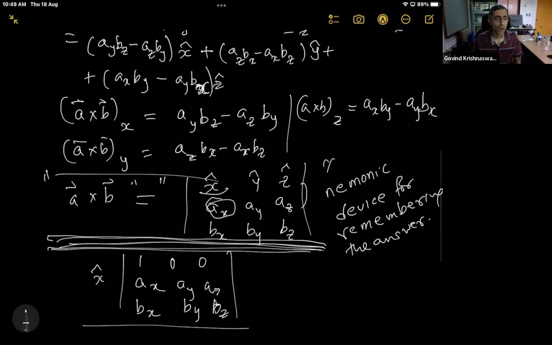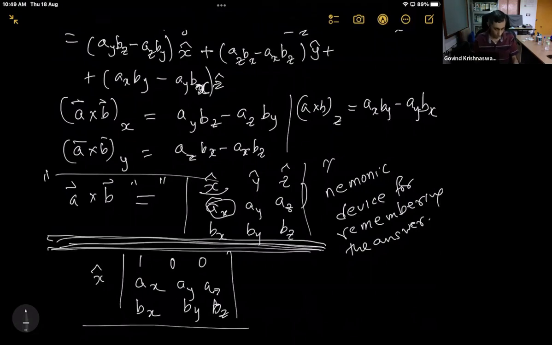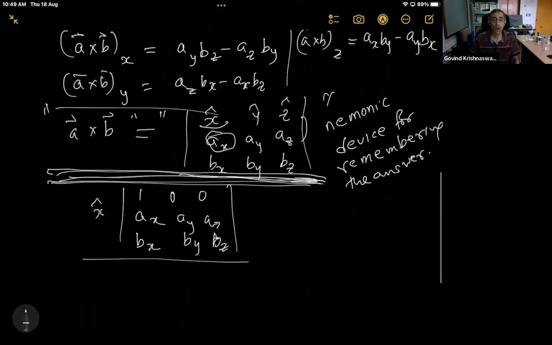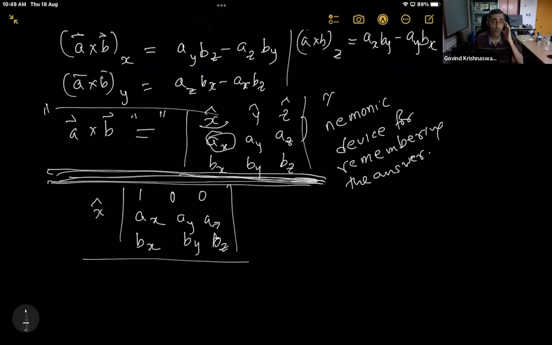Okay, so yeah. There are determinants in this story, but this determinant is a little bit of a hocus pocus. It is not really a determinant. But feel free to use it to remember the answer, having derived it once. Okay, any other question about this?